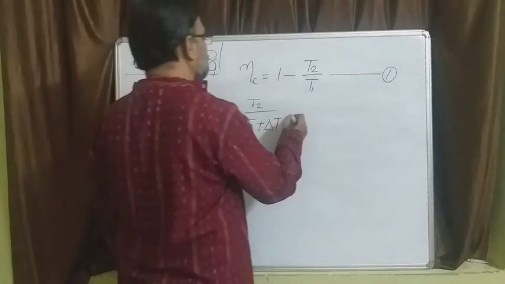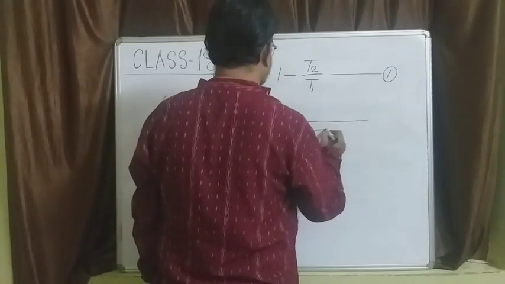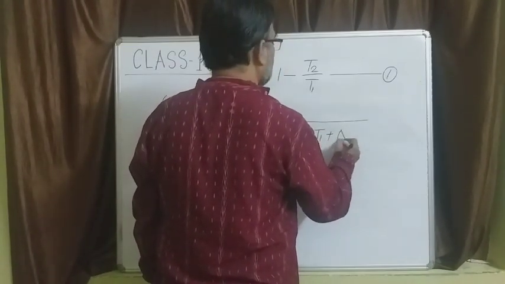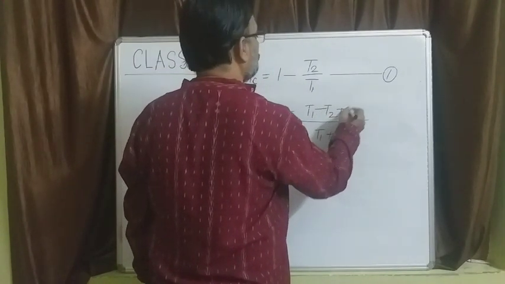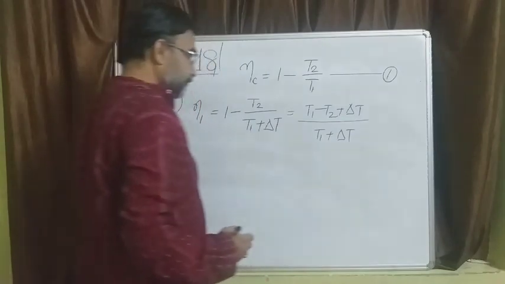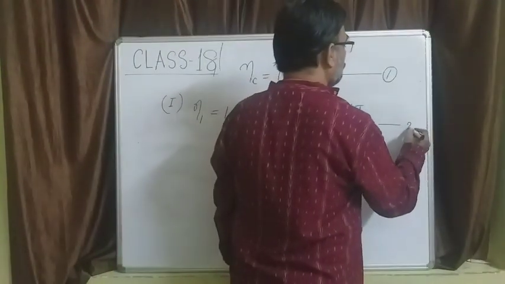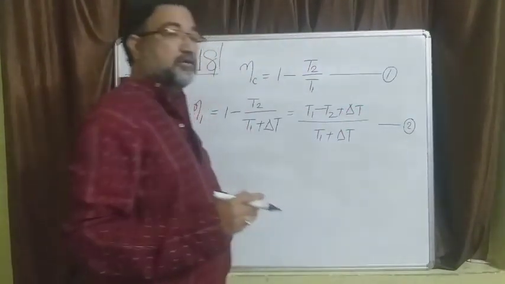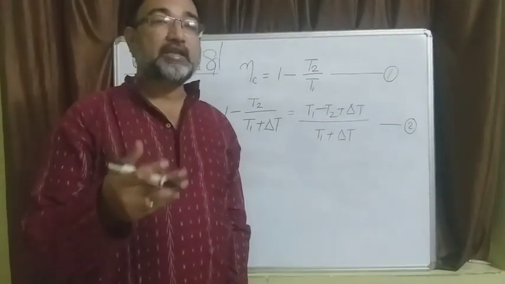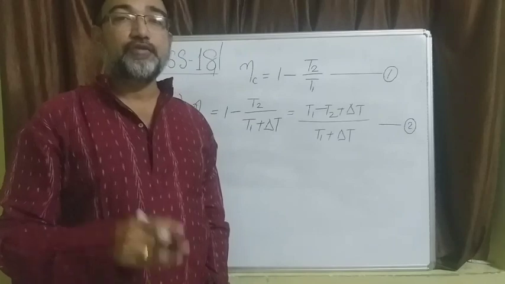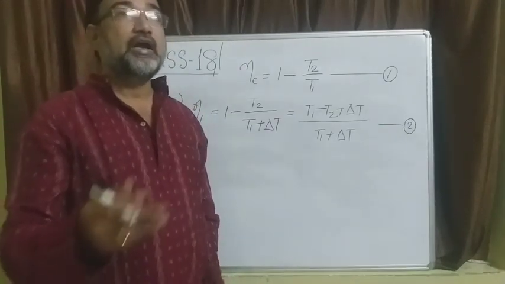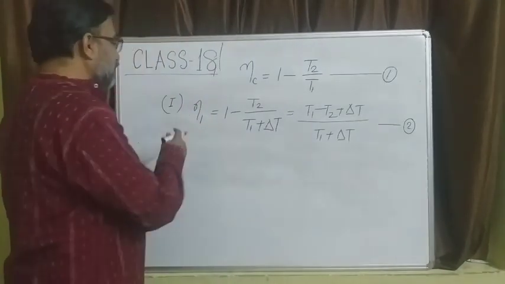So what will be the efficiency value? The efficiency value will be (T1 plus delta T) in the numerator, and here you have T1 plus delta T minus T2 in the denominator. Let this be equation 2. So with increasing T1 by an amount delta T and keeping T2 constant, we get a new efficiency value, and the new efficiency value is eta 1.